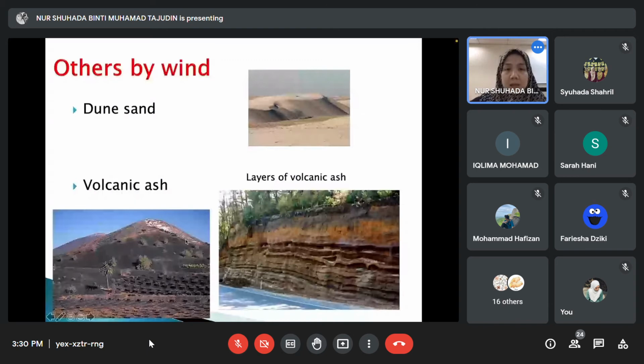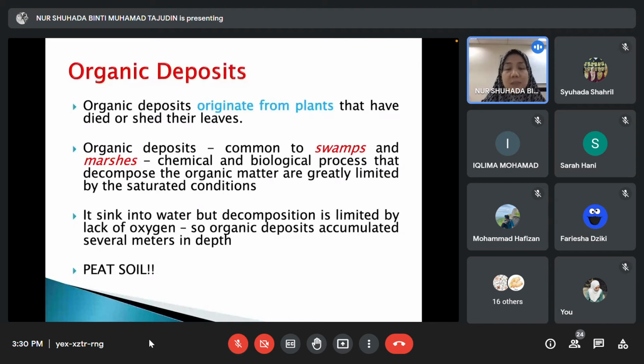Okay. So organic deposits. Okay, so one of the important materials are organic deposits in soil formations. Okay, because organic deposits originate from plants that have died or shed their leaves. So organic deposits common to swamps and marshes. Okay, maksudnya tanah tu boleh terbentuk daripada pembentukan organik juga. Okay, so that is what we call as peat soil.